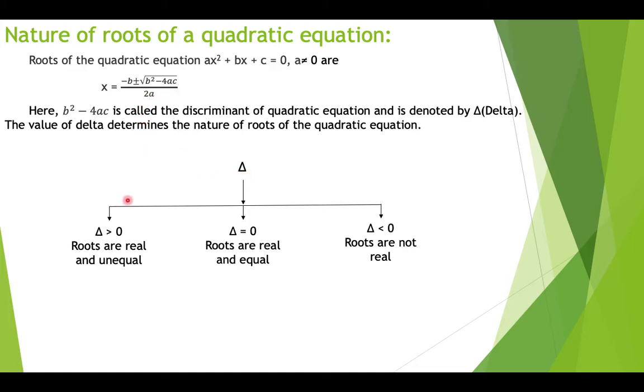If b square minus 4ac is greater than 0, then the roots are real and unequal. If delta is equal to 0, then the roots are real and equal, and if delta is less than 0, then the roots are not real. As you can see, if we put delta equal to 0, both roots of the quadratic equation will be the same, and if it is less than 0, it will be minus root of a number, so it will be an imaginary number, so the roots are not real.